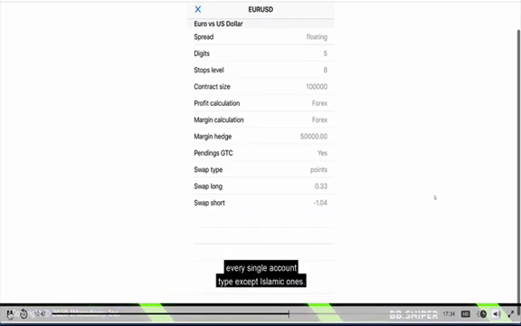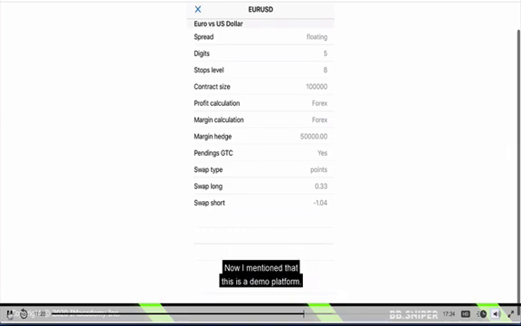Even though it applies to pretty much every single account type except Islamic ones, generally what you're going to find is that there will be specific things you can trade where you will actually get paid to hold onto your position into the new day or over the weekend. If you find something that offers you a positive swap, it will be displayed like this with just a number. And if it is a swap fee where you need to pay, it's going to have a negative.